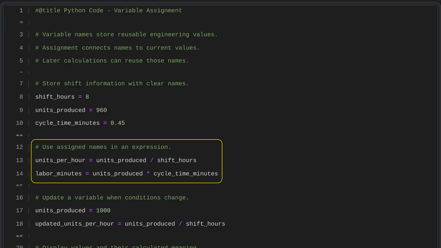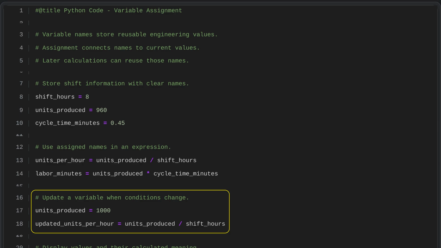Productivity is measured by dividing the total units produced by the number of shift hours to find units produced per hour. Total labor time is then estimated by multiplying the units produced by the cycle time in minutes. The production output is updated to 1,000 units. The new units per hour are then found by dividing that output by the shift hours, giving the updated hourly production rate.